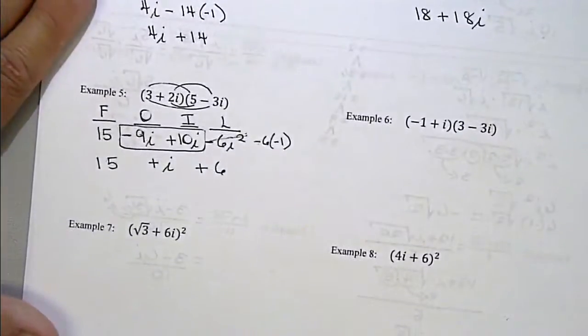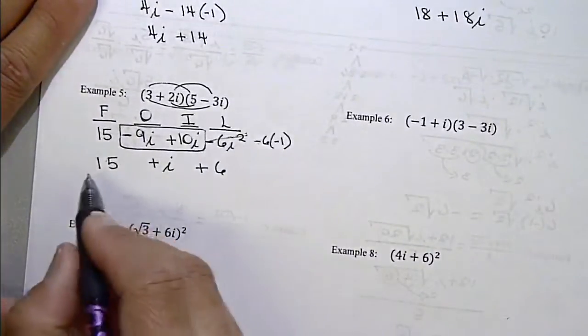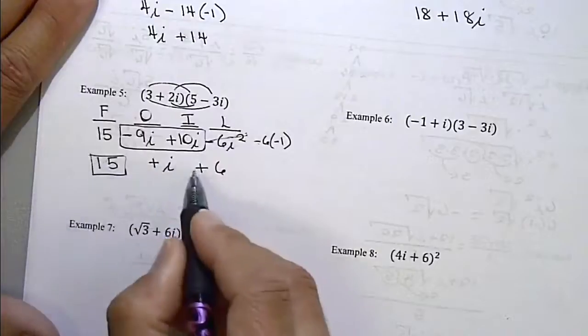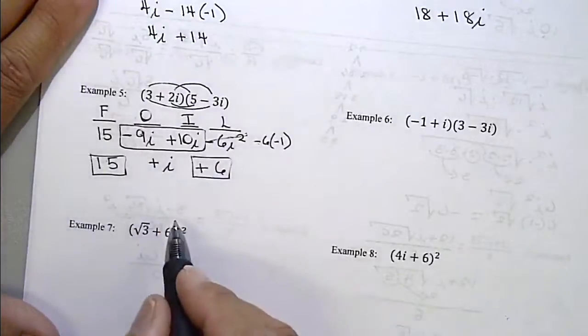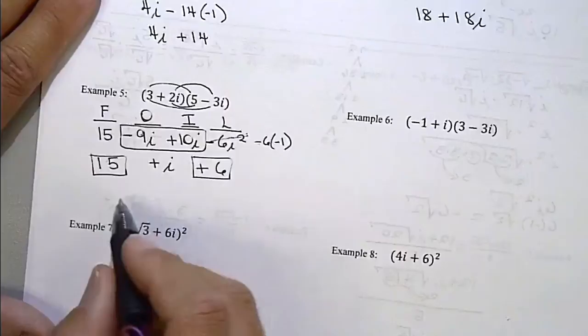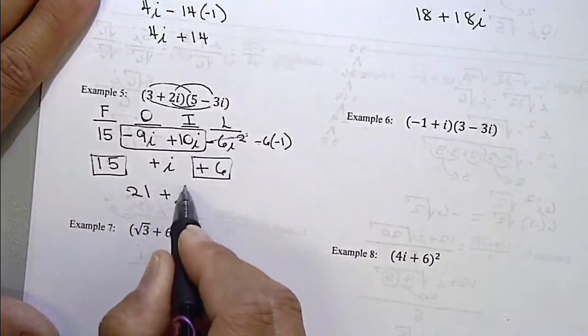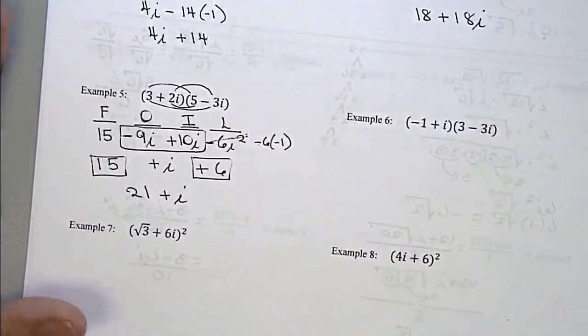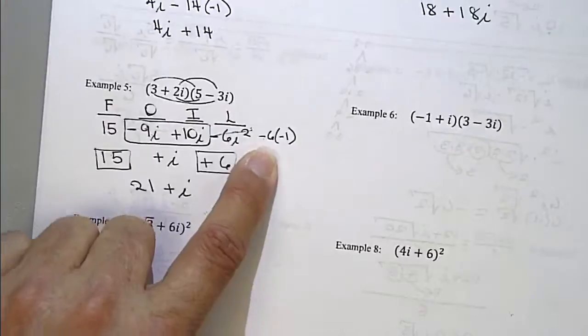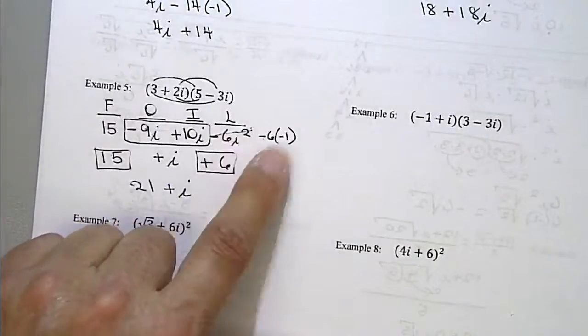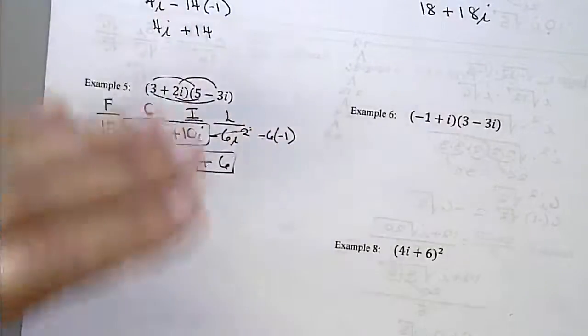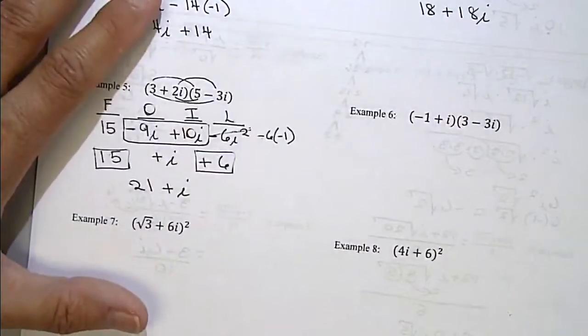Still not done. Still got like terms to combine. What do I have? Well, I have 15 and 6 now, don't I? 15 plus 6 is 21, plus i. It's just extra steps in there because for some of you, you want to write that down a whole other time. It's because you're going to be multiplying times a negative 1. If you can't do that in your head, then write it down.